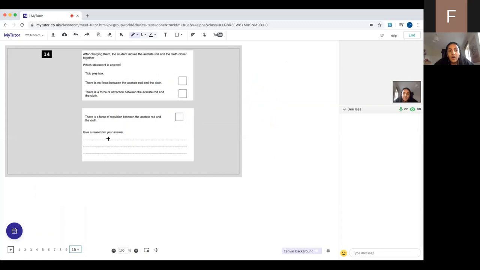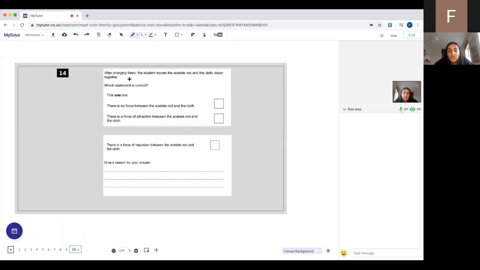Okay, now after charging them, the student moves the acetate rod and the cloth closer together. So which statement is correct? Will there be a force between the acetate rod and cloth, or will there be no force?